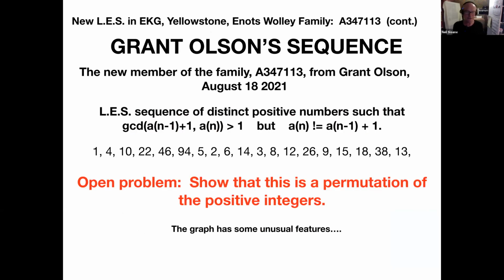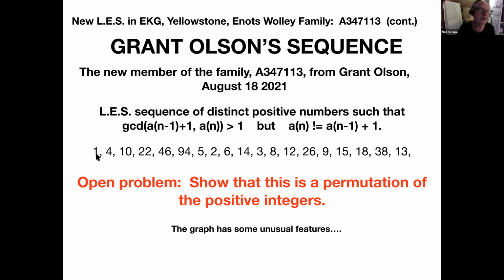Well, the new sequence is in the same spirit, but I think it's actually going to be harder. So Grant Olson submitted this last month, and the rule here is it's the lexicographically earliest sequence of distinct positive numbers such that the GCD of the new term with the previous term plus 1 is bigger than 1. But you may not take the next term to be the previous term plus 1. Okay, you cannot do the obvious thing.